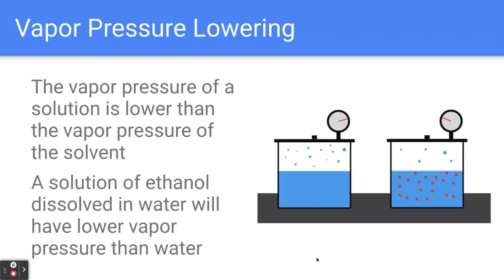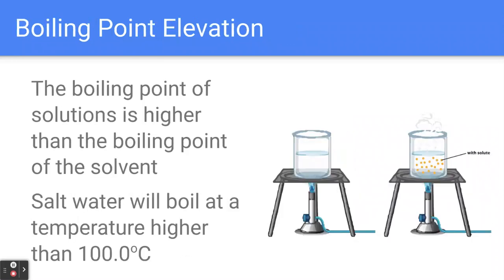So vapor pressure lowering, what happens here is that the vapor pressure of a solution is lower than the vapor pressure of the solvent, meaning if we have just pure water, its vapor pressure is going to be higher than if we have pure water with some ethanol dissolved into it. What happens here is that the ethanol is going to take over kind of the surface of the liquid, and so it's not going to allow that water to jump out into solution as much.